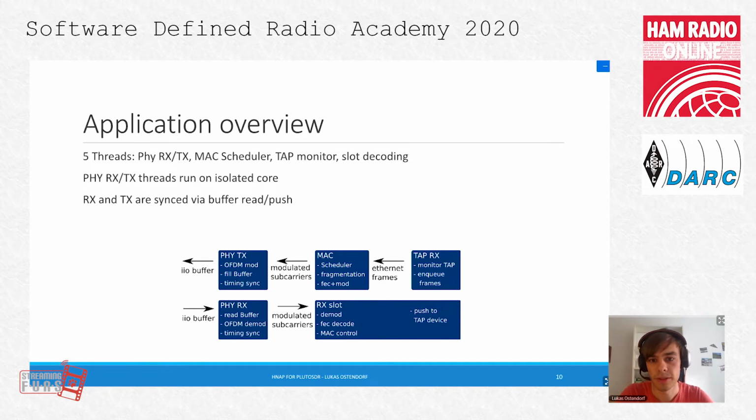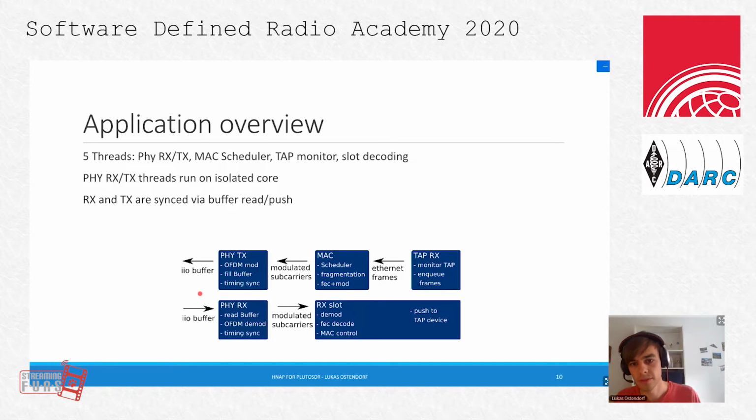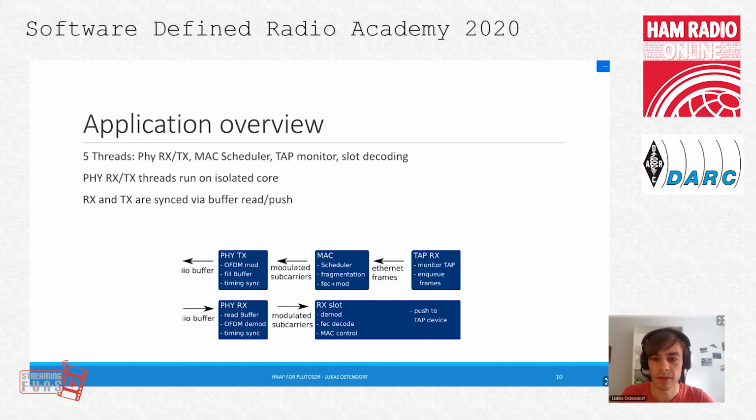Now here's an overview of the threading structure of our system. You can see at the bottom we have our RX path, and at the top we have our TX path. So overall, our application consists of 5 threads. The first threads here, the PHY layer threads, are interfacing via liquid-dsp with our transceiver buffer. They run on one isolated core because we have very tight latency restrictions here. Apart from buffer transfer, they are also responsible for the FFT, for the OFDM system, and some channel equalization.